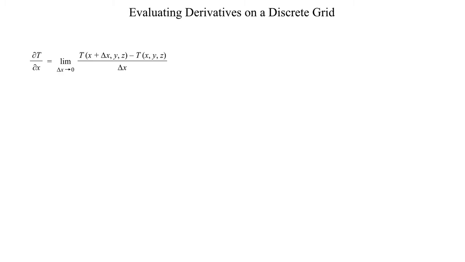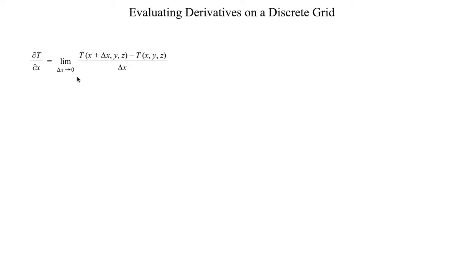Just a quick review of how a derivative is defined. A partial derivative of some function T with respect to x is the limit as delta x goes to 0 of T(x plus delta x, y, z) minus T(x, y, z), all divided by delta x.